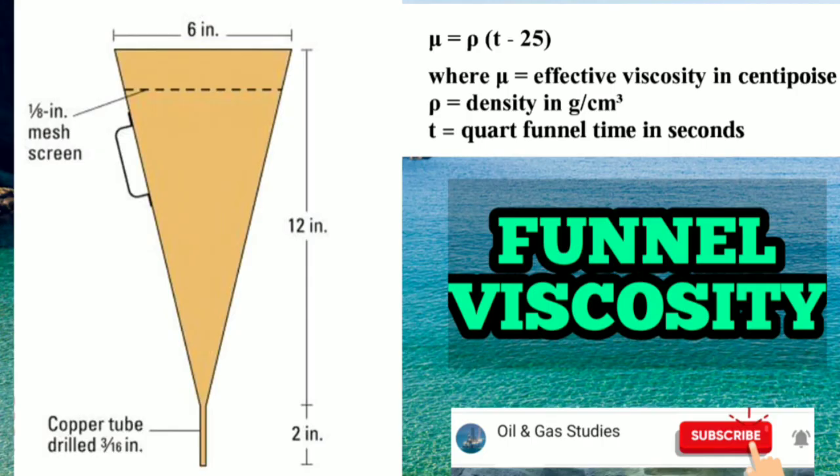Second is funnel viscosity. Unit: the unit of funnel viscosity is seconds per quart. Alternatives: seconds per liter. 1 quart equals 0.946 liter. Apparatus: Marsh funnel.